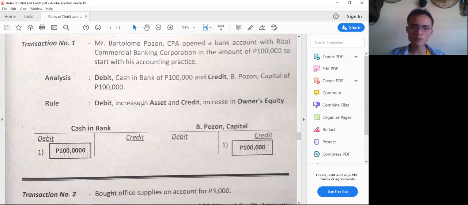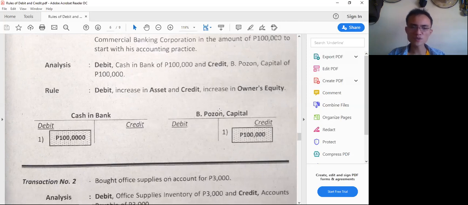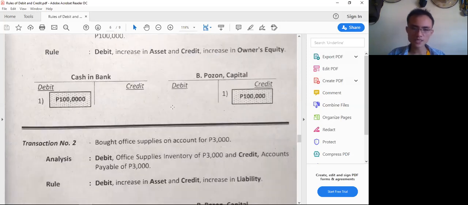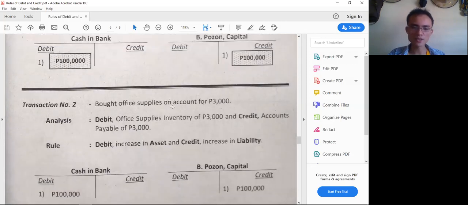So when we debit assets, that will increase such. And if we credit owner's equity, that will also increase such. Okay, so hopefully that is correct. We'll just disregard the T accounts for now. This is not yet the T accounts portion. Okay, here, transaction number two.